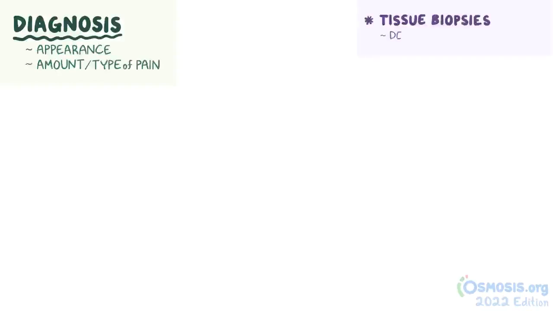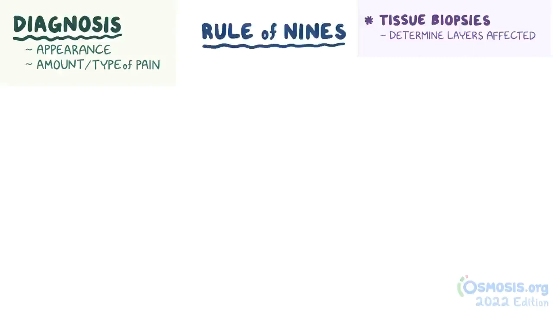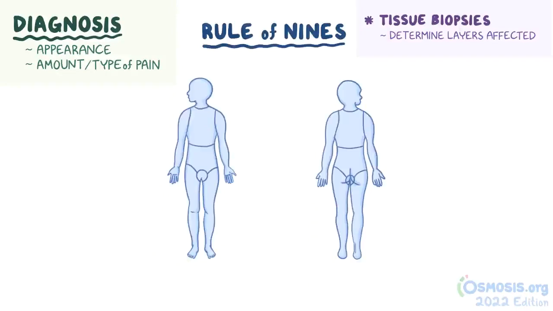The diagnosis of a burn is often based on the burn's appearance and the amount or type of pain. But sometimes tissue biopsies are obtained to accurately determine which layers are affected. In adults, the severity of burns is calculated using the rule of nines. The rule of nines evaluates several distinct sections of the body's total surface area for the presence and degree of burns.